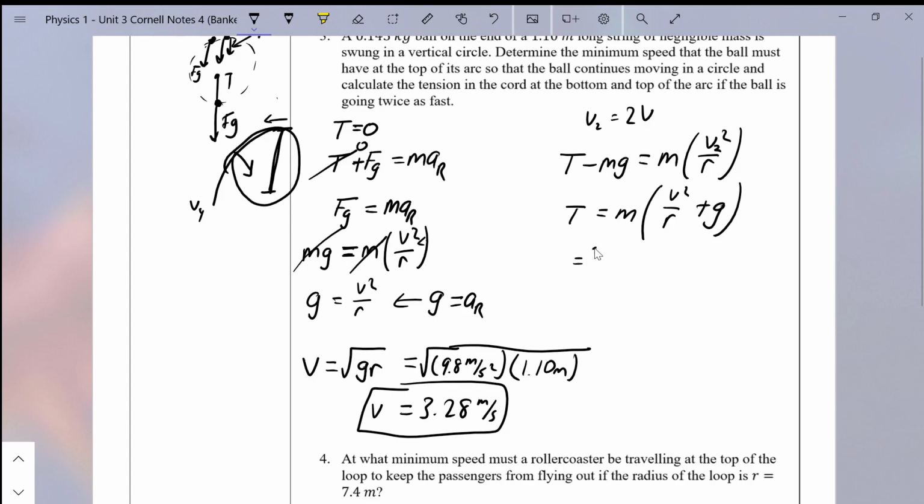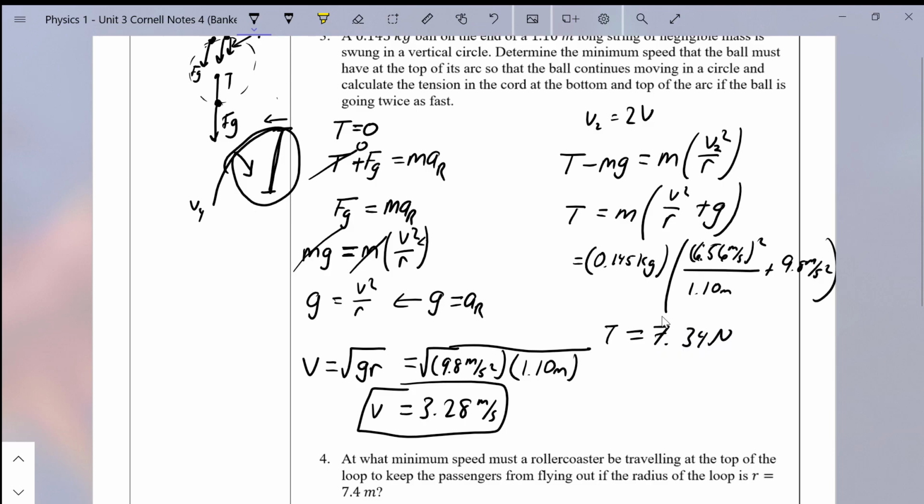We know all of these quantities. We know mass is 0.145 kilograms. We know v squared is actually going to be 2 times 3.28, so we'll call that 6.56 meters per second squared. So that is 2v squared divided by r, 1.10 meters, plus g, 9.8 meters per second squared. Plugging this into a calculator, I get a tension force of 7.34. This is at the bottom of the motion.